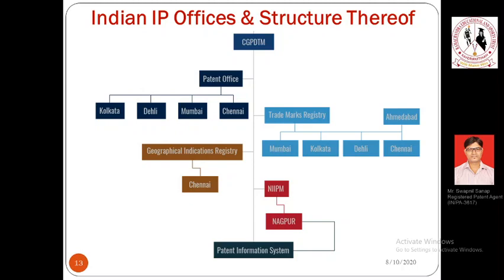The Geographical Indication Registry is at Chennai. There is only one registry for geographical indication, and that too is in Chennai only. NIIPM Nagpur is a kind of information storage system for all the patent offices. All the digital information associated with anything happening across the offices is managed and stored in Nagpur, and it is referred to as the Patent Information System, PIS, at NIIPM Nagpur.